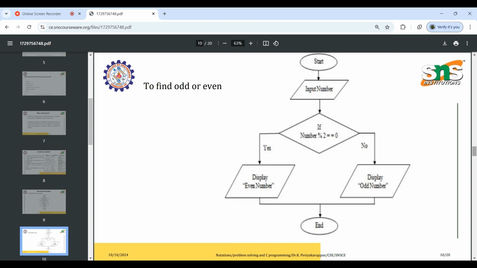To find odd or even, we have another symbol, the diamond, for making the decision. If the number modulo 2 is equal to 0, if it is yes, if it is no, that is how the output function has to be mentioned.